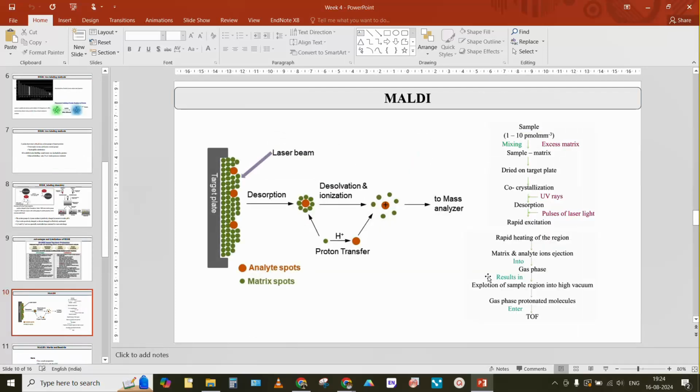Now the next topic is MALDI. Today let's focus on MALDI time of flight, which is one of the very widely used techniques in proteomics. This provides a high throughput platform for several applications, including molecular weight determination, protein identification, as well as post-translational modification studies.